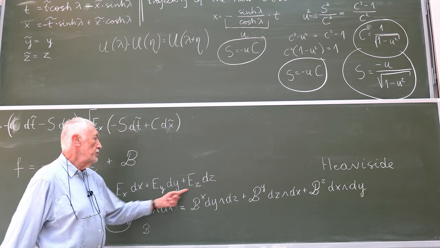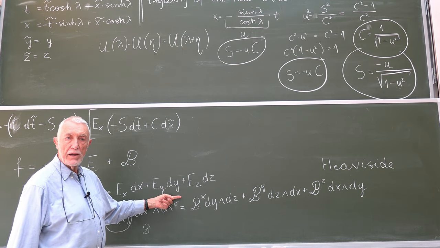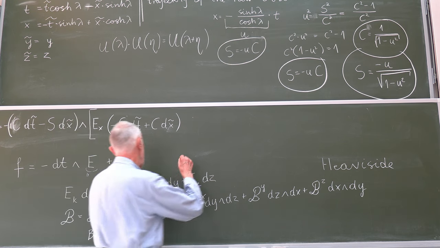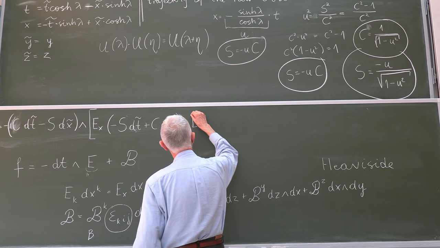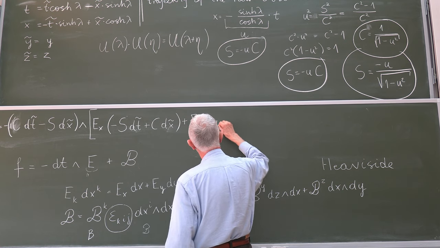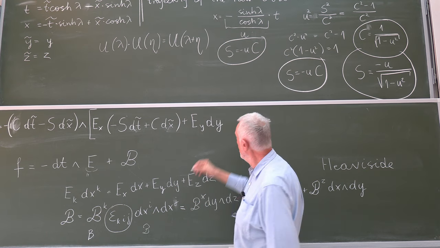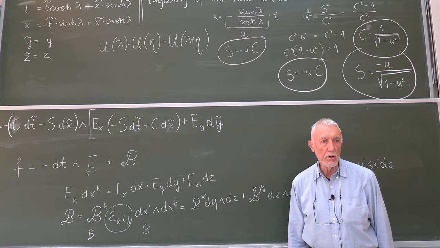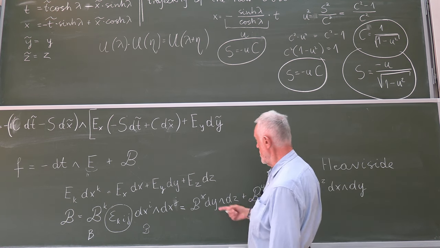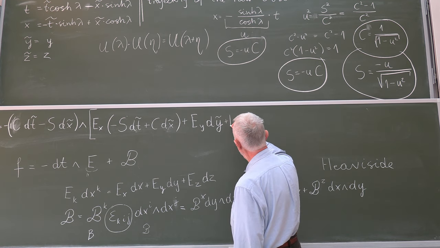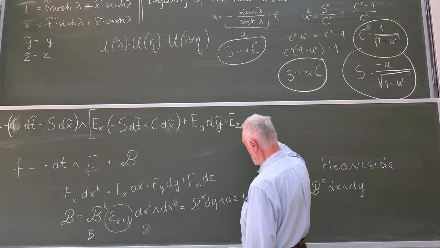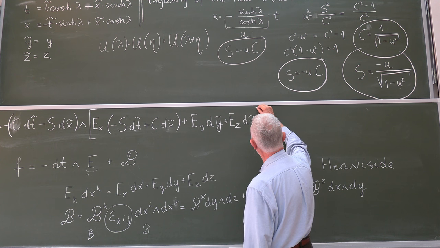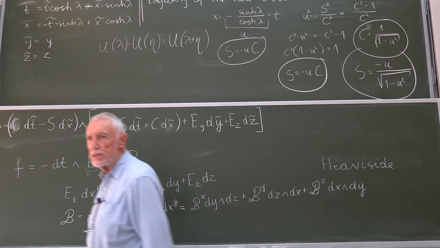These ones do not change because old y is equal to new y, and so on. Therefore, I simply write E_y dy. It was old, but I perfectly may put tilde over that because the new one is equal, and the same for this, plus E_z dz.